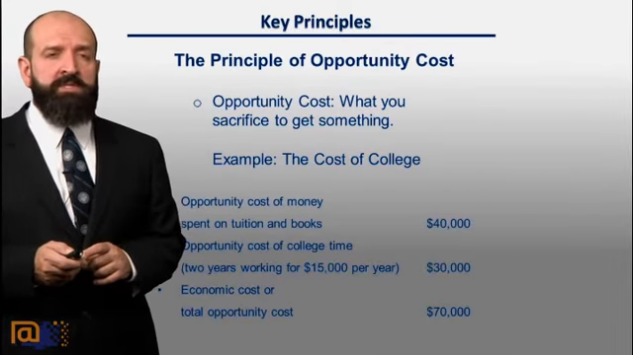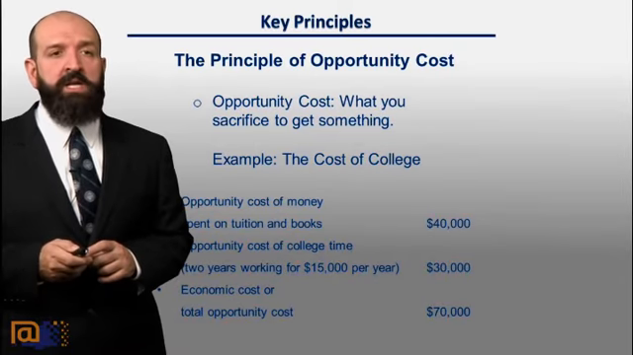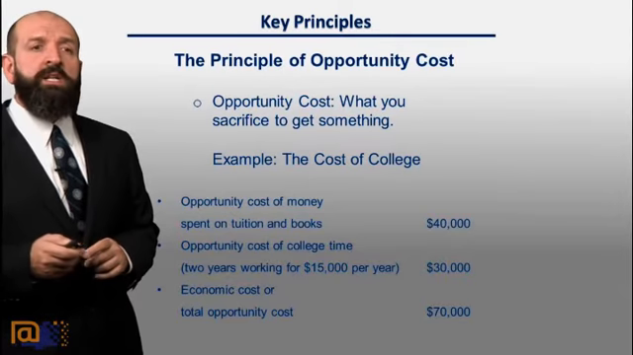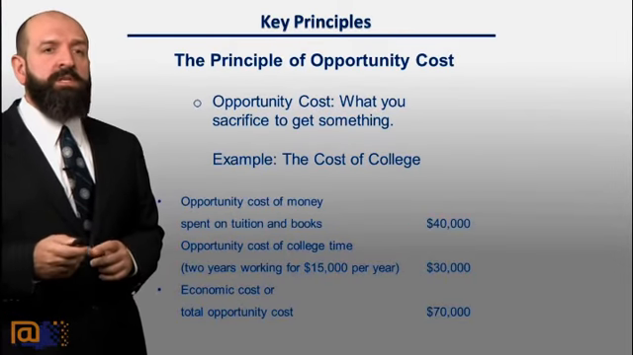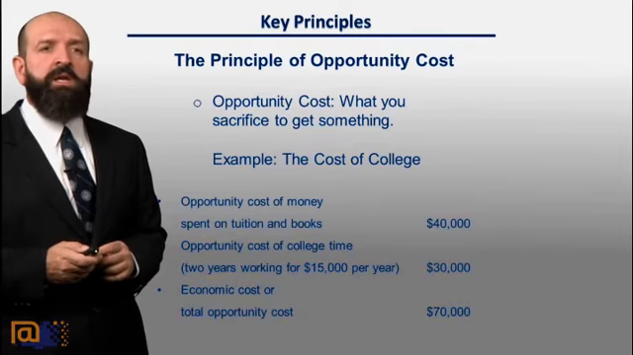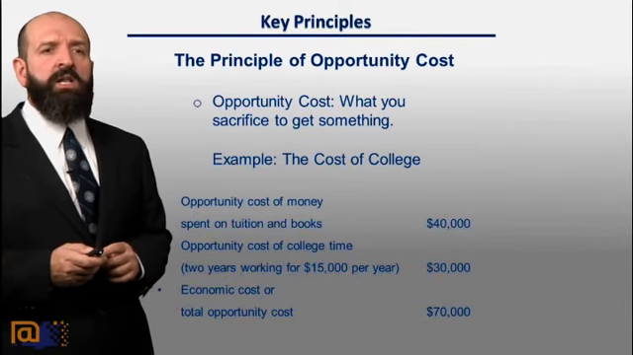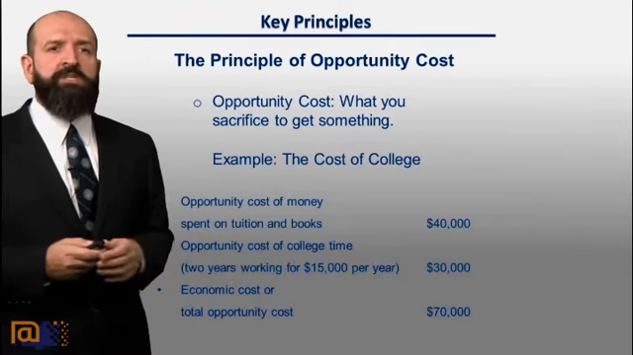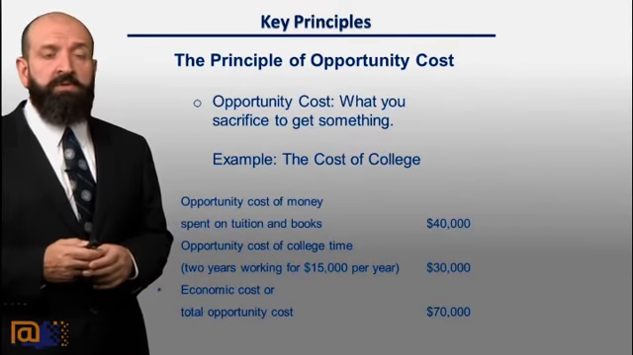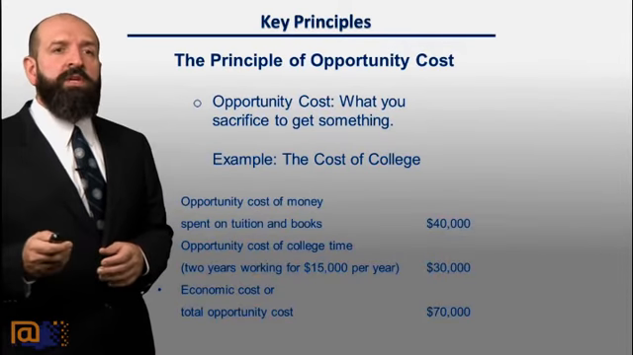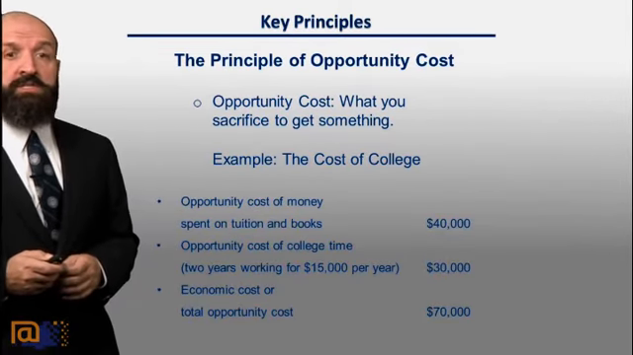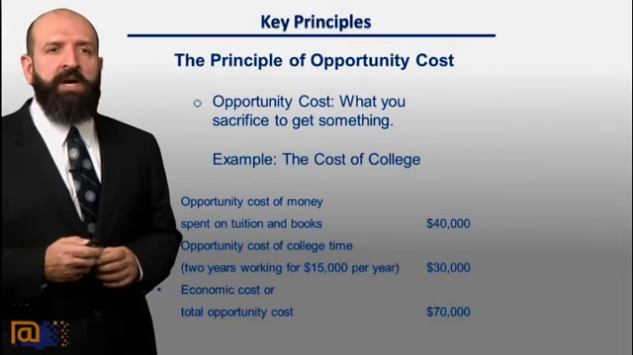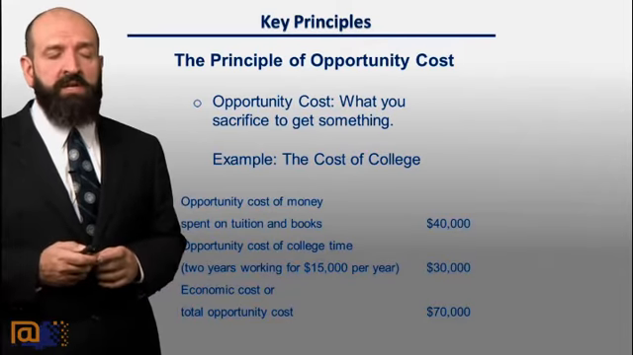First of all, there's an explicit cost or accounting cost of the money that you spend on books and tuition, let's say $40,000. However, in economics, we also look at the implicit cost, and this is the cost of your time. Let's say 2 years that you're attending college at $15,000 per year, that you could have had a job that pays you that much, will come up to $30,000. So overall, the economic cost of attending college is $70,000, not $40,000, as you originally might have guessed if you looked at just the accounting cost.